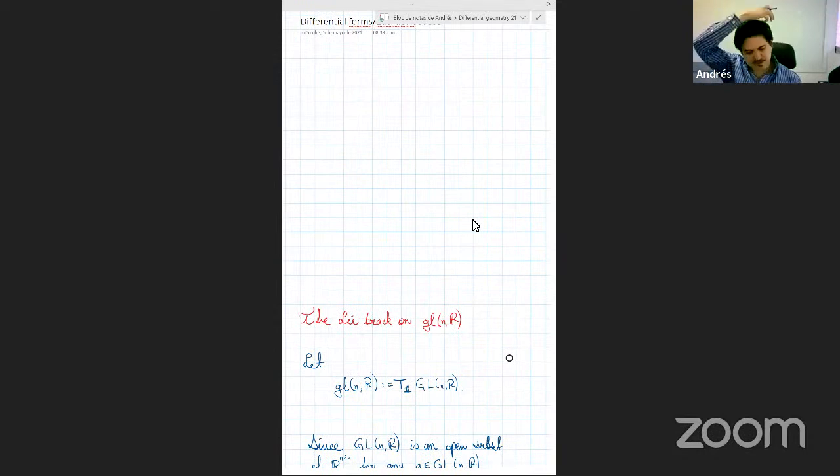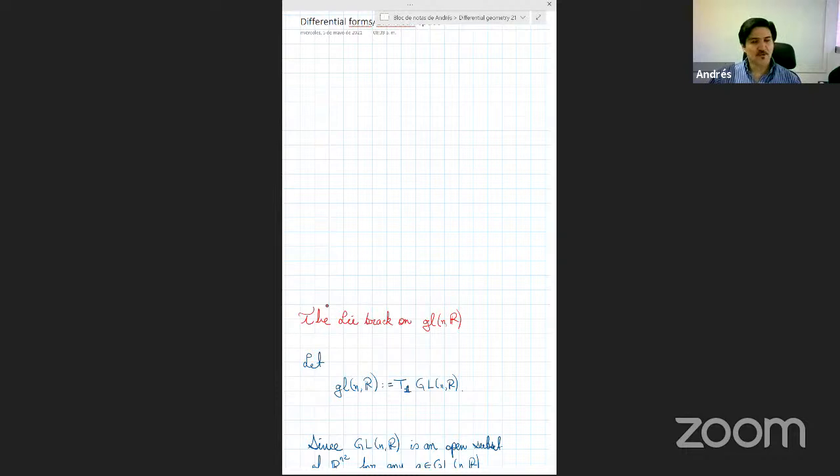Okay, so let's start now. Remember from last time that we defined the Lie algebra for a Lie group. But now what we're going to do is describe the Lie algebra of several Lie groups.